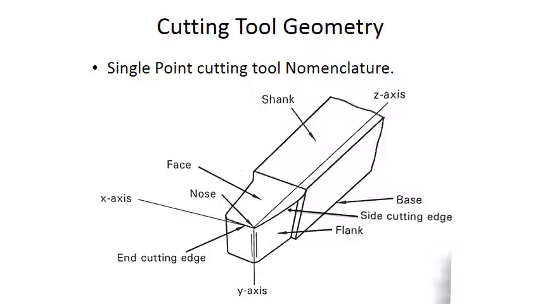And the last one is the nose radius. It is the radius of the nose of the cutting tool. The nose radius is a very important parameter since it gives strength to the cutting tip, increases the tool life, and gives a fine surface finish on the workpiece. The standard value of the nose radius ranges from 0.4 to 1.6 mm, and depends on several factors like depth of cut, amount of feed, type of tool, etc. So this is the single point cutting tool nomenclature.